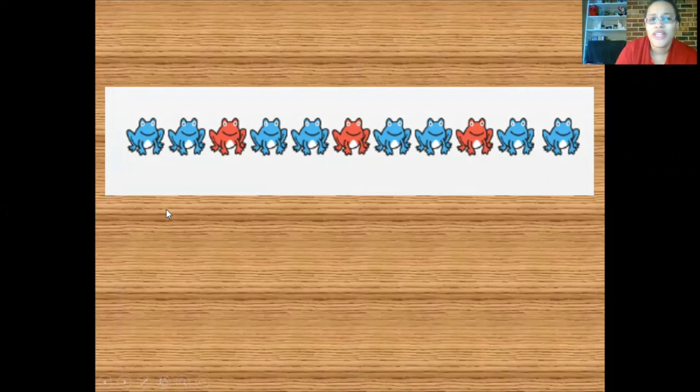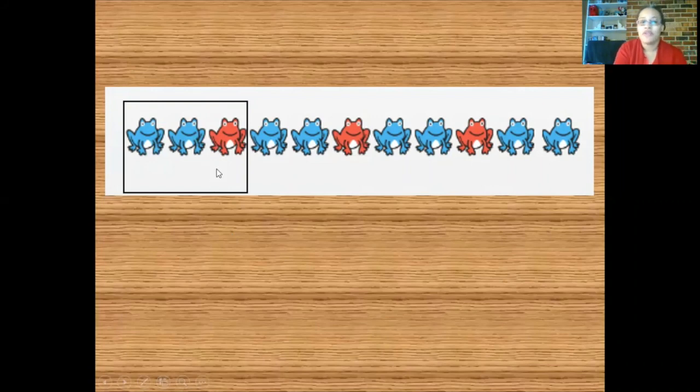So what part of this pattern repeats? If you need, take your time. If you need to pause and think about it, you can do that and then unpause when you're ready. Okay, so the part that repeats, blue, blue, red, blue, blue, red. Blue, blue, red. So this part repeats here and here, not yet here, ran out of space. So what could we name this pattern?